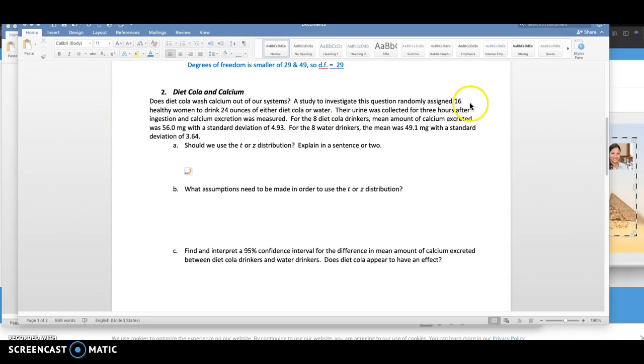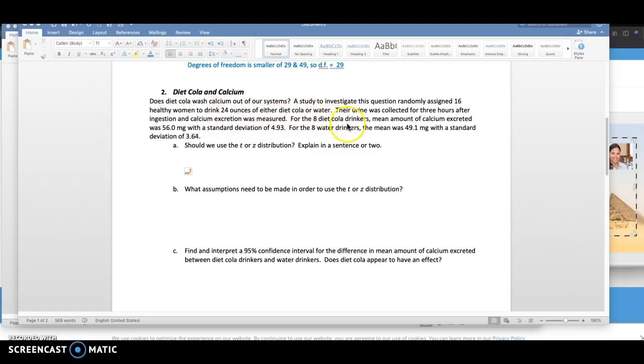They randomly assigned 16 healthy women to drink 24 ounces of either Diet Coke or water. That's a lot of soda. Anyway, the urine was collected 3 hours after they drank the Diet Cola or the water, and in the urine, their calcium was measured.